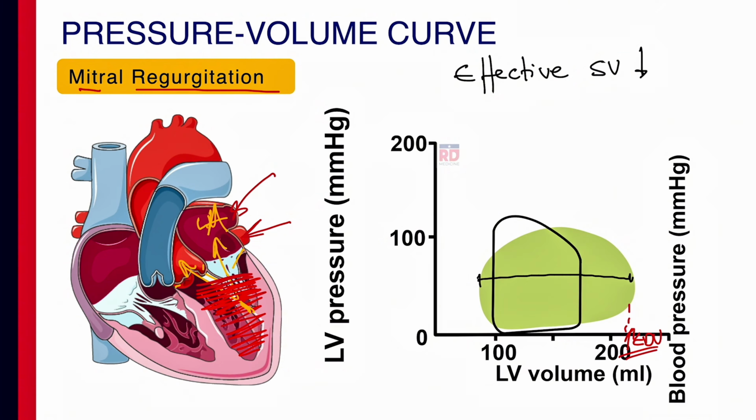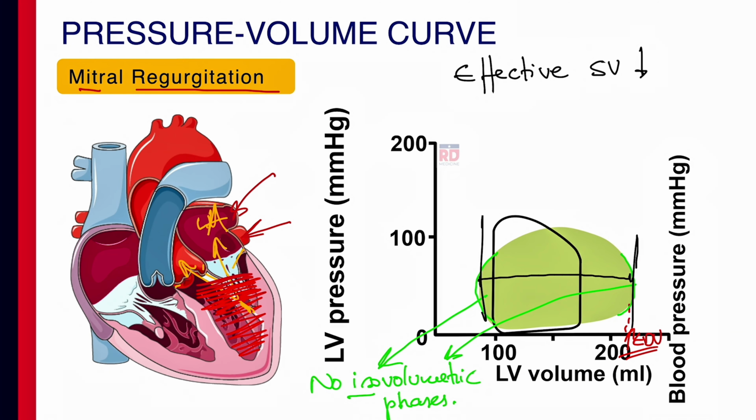Now here's the key detail. Just like in aortic regurgitation, there are no true isovolumetric phases. Why? During isovolumetric contraction, the mitral valve should be closed, but it's leaking, so volume is changing. During isovolumetric relaxation, again, the valve is leaking, so blood flows while the ventricle relaxes. Okay? So in mitral regurgitation, the loop loses those vertical sides. It has that slanted appearance because volume is never stable between valve events.